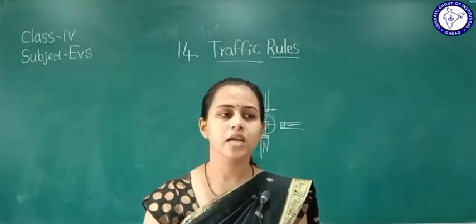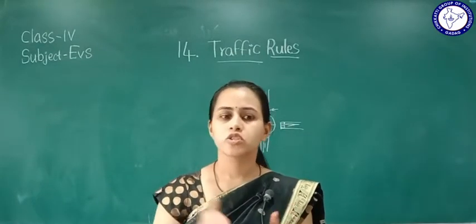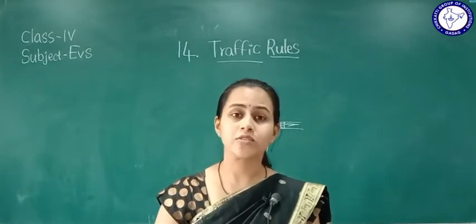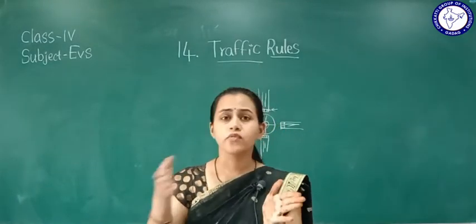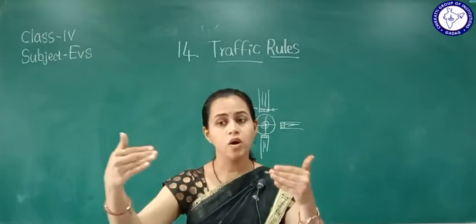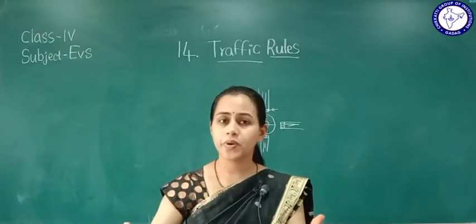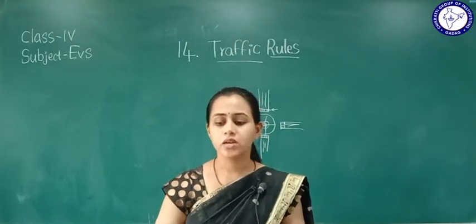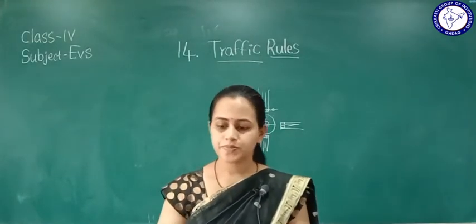The vehicles are coming. If they want to move, they should use the zebra crossing, right? So they should move from the zebra crossing when all vehicles stop. When all the vehicles stop, at that time they can cross the road, right?